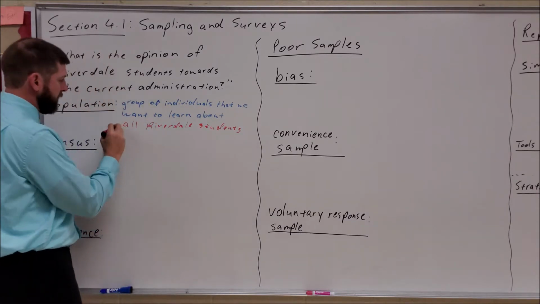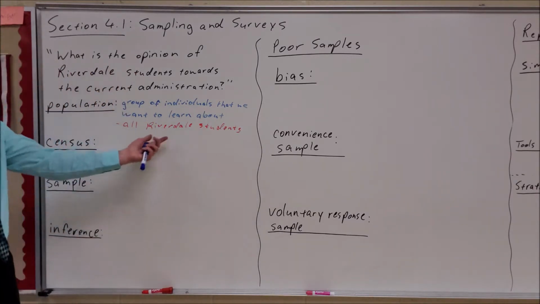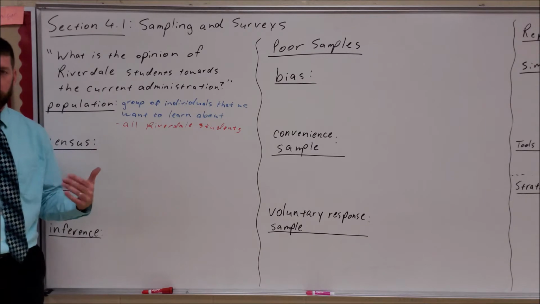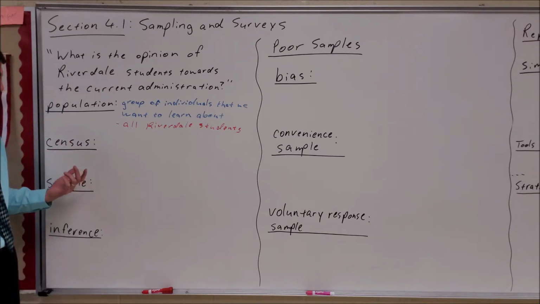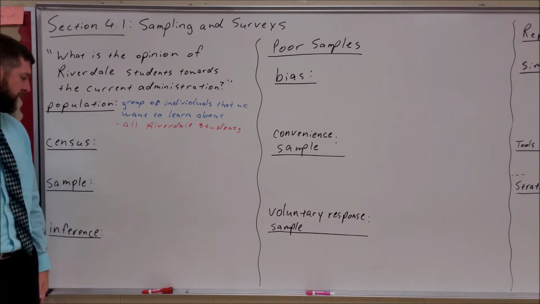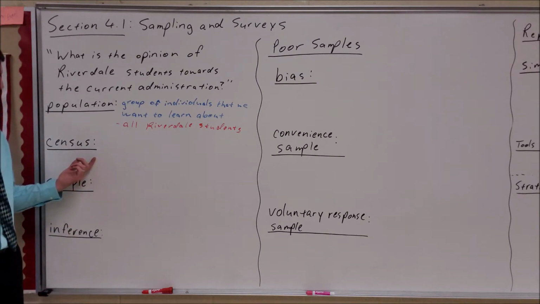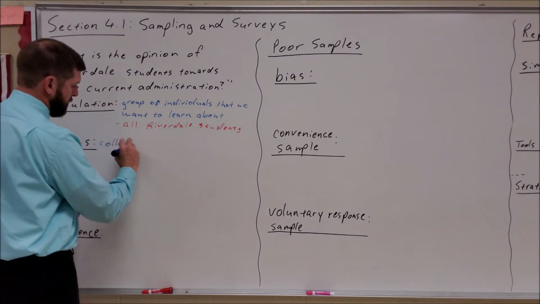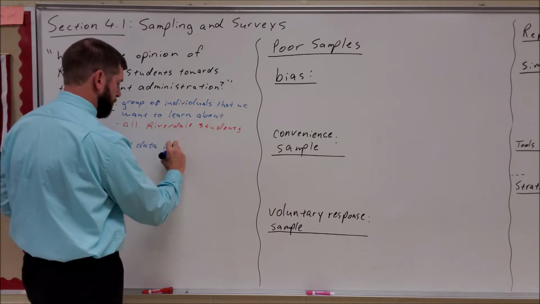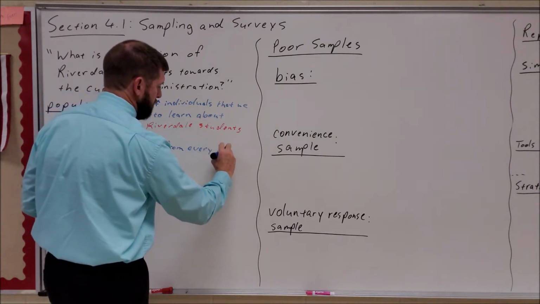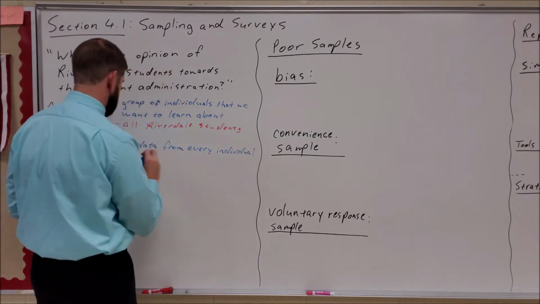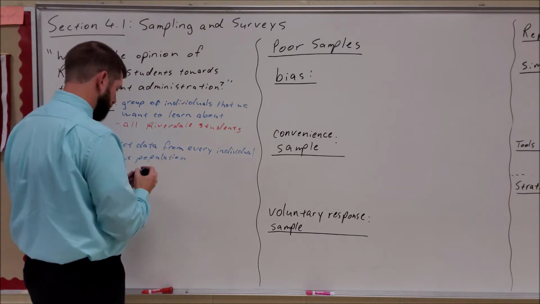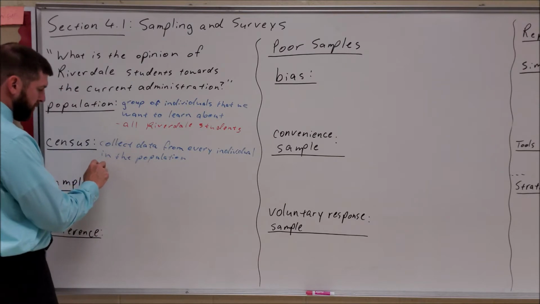Now, there are a couple of different ways we can go about answering that question or learning about this group of students. One, we could conduct a census. That's a word that should be familiar. We should all know what a census is, but especially what's going on right now. A census is where you interview every single individual in the population, or we collect data from every individual in the population. So in our scenario, we would ask every Riverdale student.